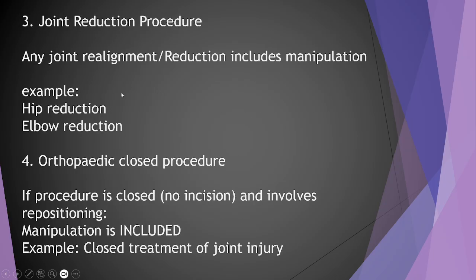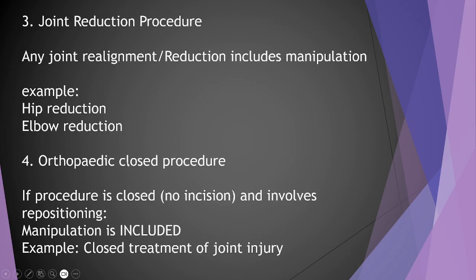In joint reduction, any joint realignment reduction includes the manipulation. So if there is a realignment or reduction CPT code, then we will not give the manipulation code with that. Example, hip reduction, elbow reduction. These procedure codes include the manipulation.